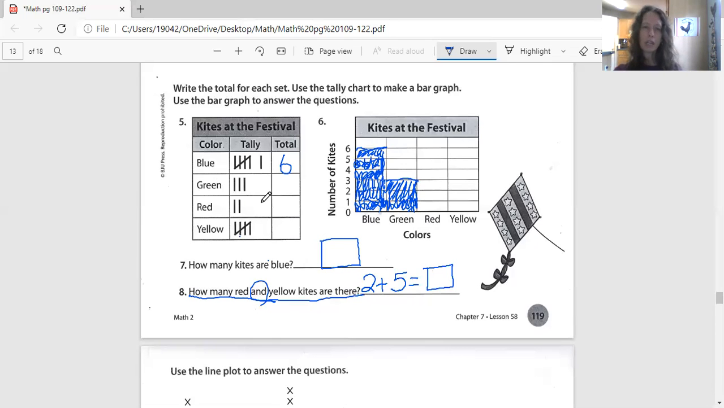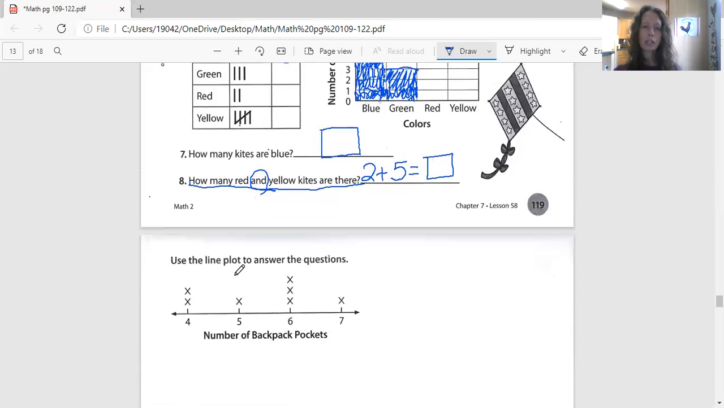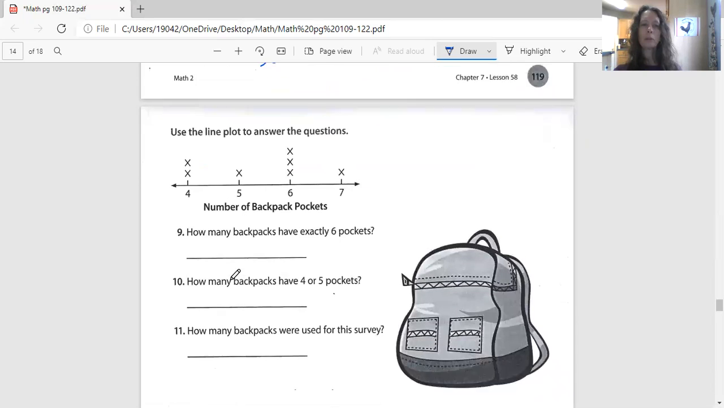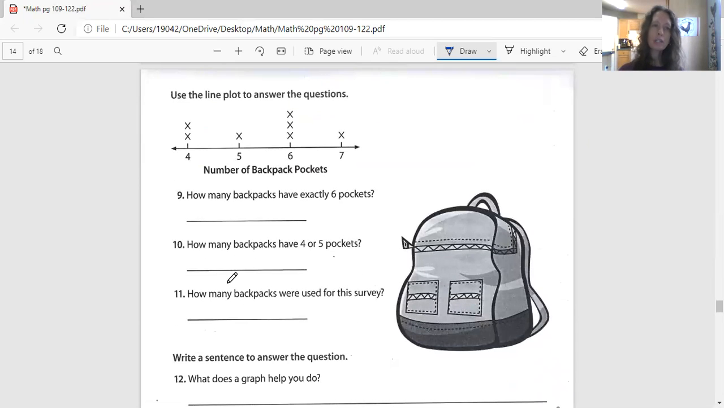Very good. Very, very good. If you need to pause the video right here to finish this section, go ahead. And when you're ready to move on, just start it again. Now we're on the back, and the back has us using line plots. It says, use the line plot to answer the questions. And the title is Number of Backpack Pockets.